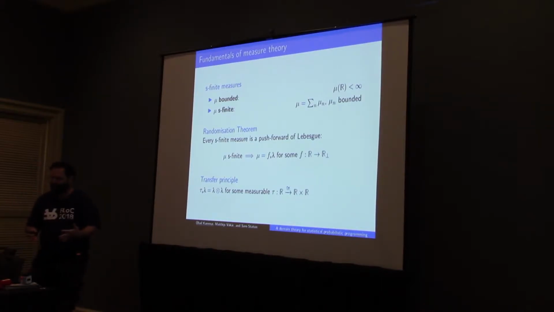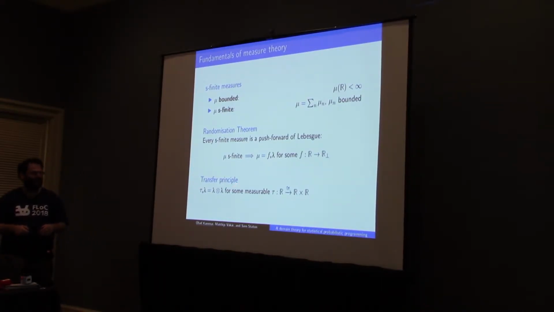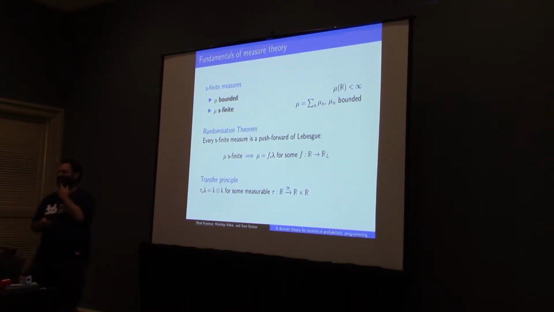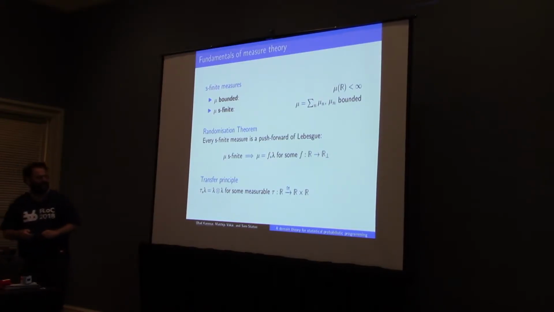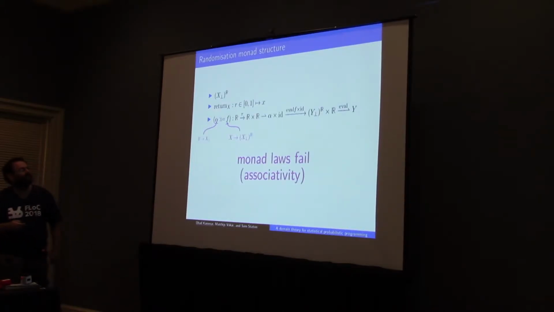And the second principle is what's called the transfer principle. What does that mean? It means that there is a measurable function from the reals to reals times the reals that lets me split the Lebesgue measure into two Lebesgue measures. Very nice, thanks. And together that means that if I use that former random seed, I can reparameterize and have a new seed that's independent from what I've used so far.